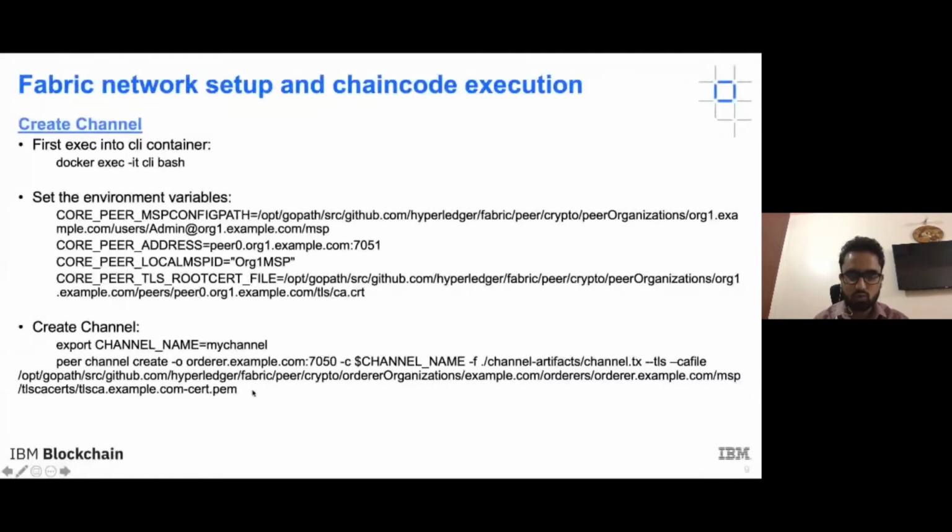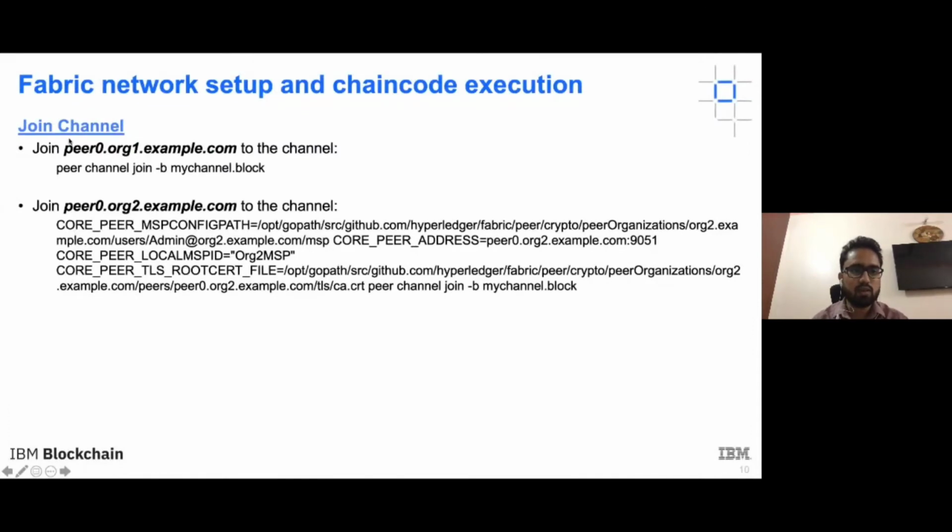The next step is to join the channel. Right now we are just joining peer 0 of org1 and peer 0 of org2 to the channel. We are not joining peer 1 of org1 and peer 1 of org2. Let's see what happens if we do some transaction for peer 1 without joining the channel. So let's just join these two peers to the channel.